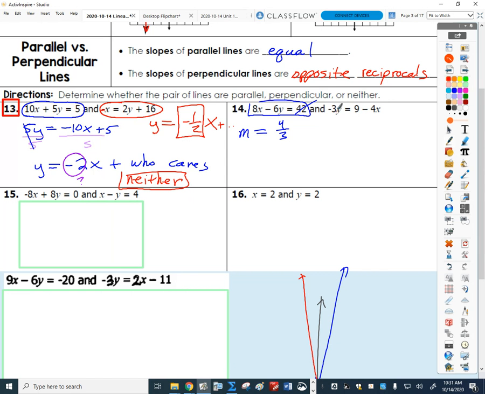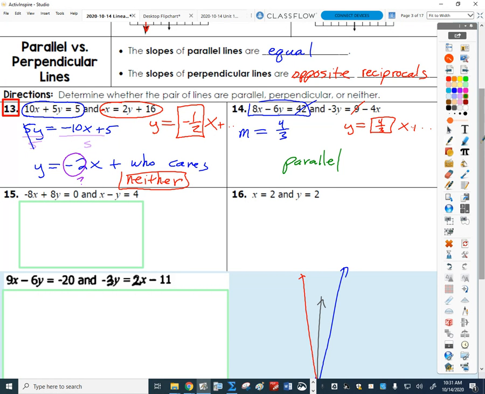How about over here? If I do the same thing over here, Chloe, what am I going to get? If I isolate the y, all I care about is the coefficient of x. If I solve this, I get y equals what times x? 4/3. Yeah, there you go. So what's that tell you about these two lines? They're parallel.